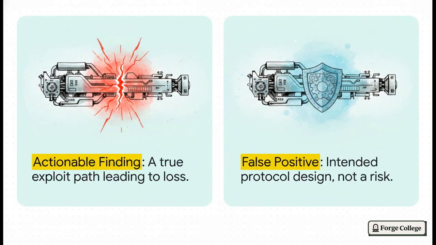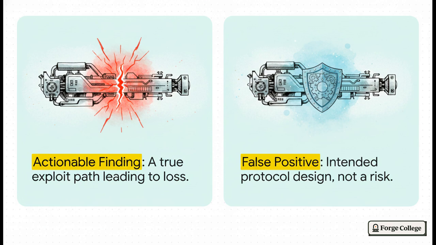This brilliantly illustrates the difference between an actionable finding and a false positive. Let's go back to our X-ray analogy for a second. An actionable finding is a true exploit path. You look at the code, you see the missing access control, and you realize, no way, literally anyone can call this and steal the funds. That is a broken bone. It needs immediate fixing.